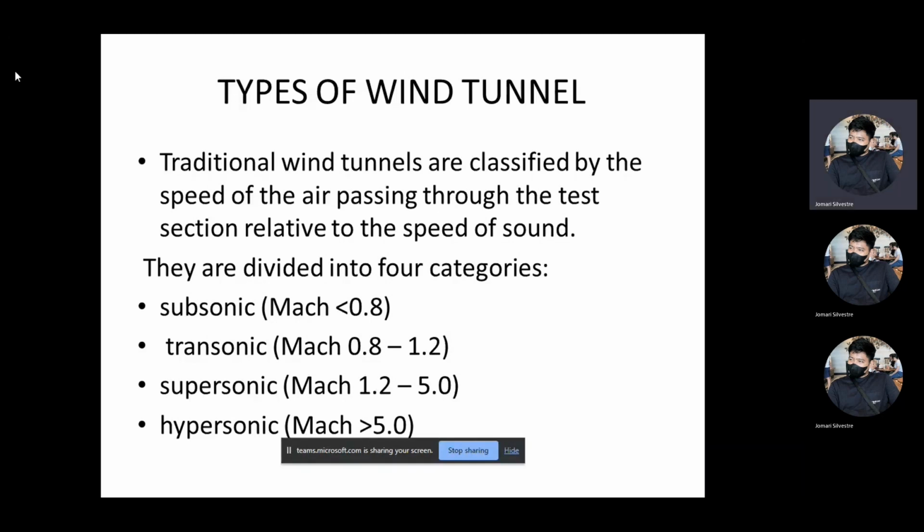Types of wind tunnel. Traditional wind tunnels are classified by the speed of the air passing through the test section relative to the speed of sound. There are four types of wind tunnel: the subsonic, the transonic, the supersonic, and hypersonic.